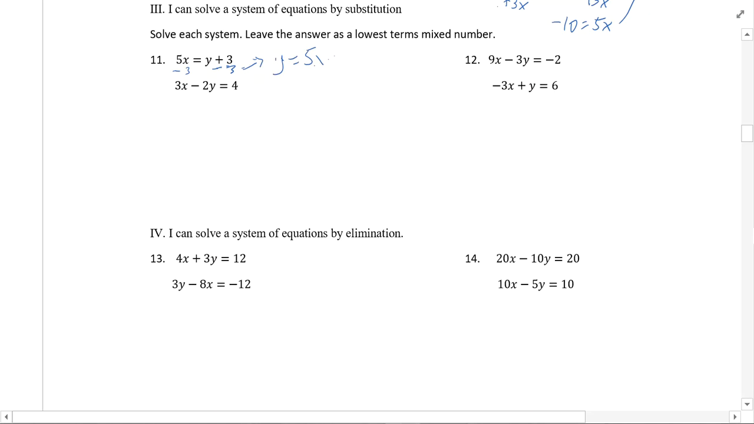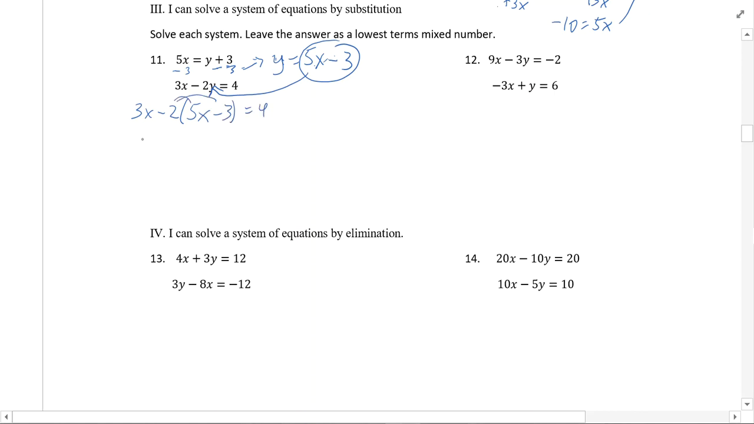Sorry, the pen's not working. 5x minus 3. There we go. So now that I have that, since I'm using substitution, I can take all this and plug it into the second equation where I see y. So I have 3x minus 2 times the quantity 5x minus 3 equals 4. And now I can go ahead and solve.